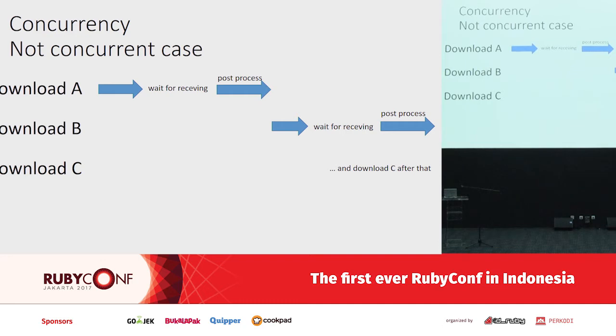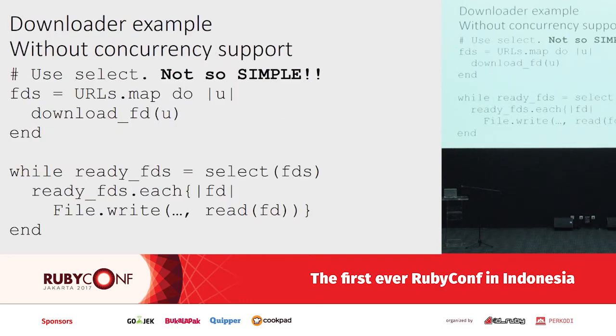Without concurrency support, we can write such programs using select. We register something with the file descriptor and check the file descriptor after that. So we can write it, but it is difficult to understand and difficult to write. So this is why concurrency support is needed, I think.